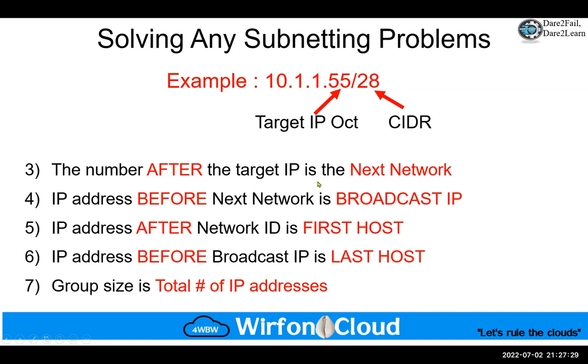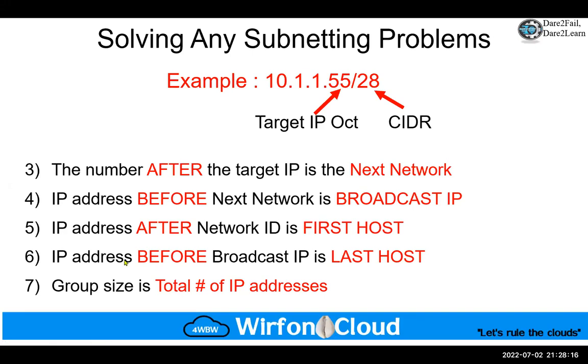Remember, you were going in increments of your group size. So you're using those increment values. So that number after the target IP is your next network. Your next network is the IP address for the subnet after the subnet you're dealing with. The IP address just before the next network is your broadcast IP. The IP address after your network ID is your first host, which is your network ID plus 1. So your network ID plus 1 gives you your first host.